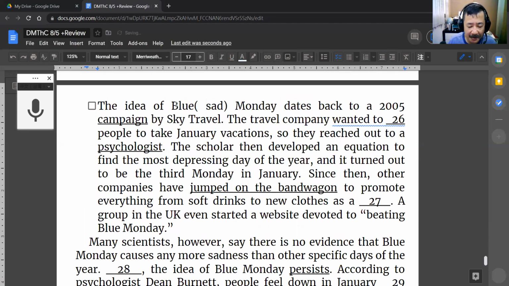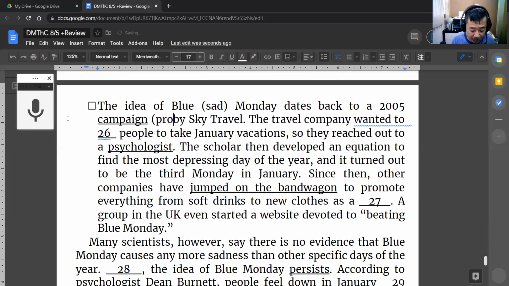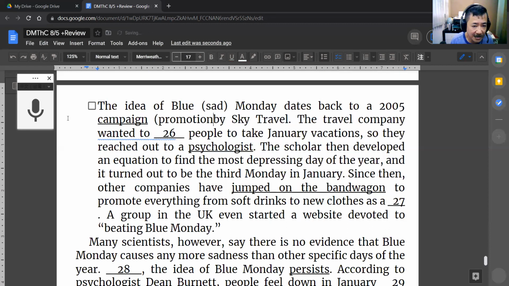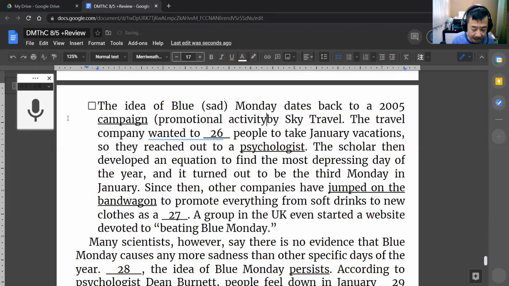The idea of Blue Monday dates back to a 2005 campaign. Campaign is some kind of 推广活动, some kind of activity, some kind of promotion. You should know the word promotion already. This is a junior high school word. Promotional activity, okay? That's what a campaign is, right? A promotional activity by Sky Travel. It's just some company, right?